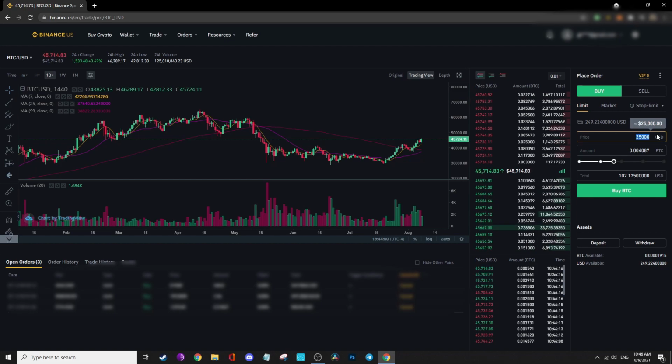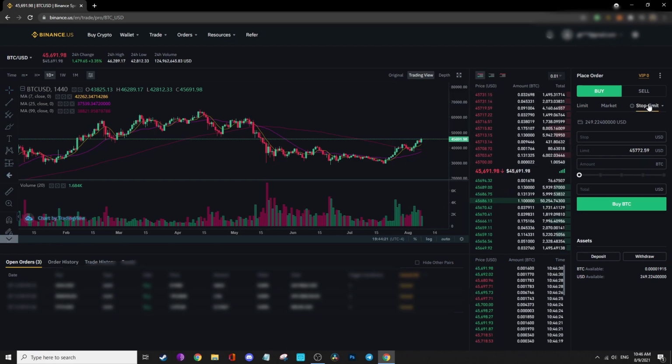So you could type in 66,000 here, but the problem with this is that because the market price is below the limit price that you put in, you will be buying the crypto pretty much at the market price, because with a limit buy, you'll be buying at the price you set or better. And in this case, the market price would be better. So what's the alternative for this?